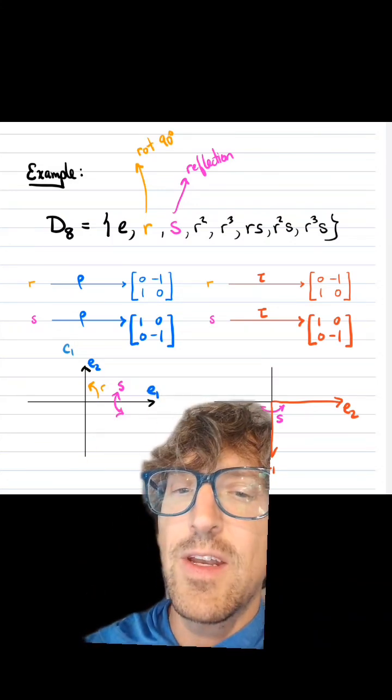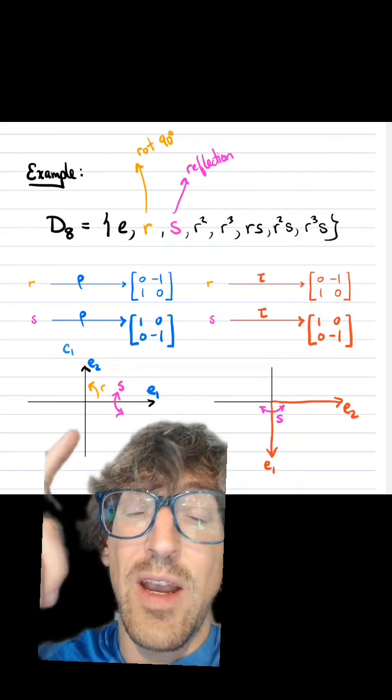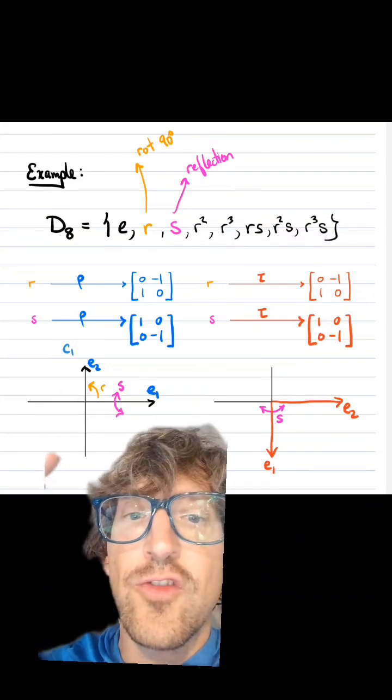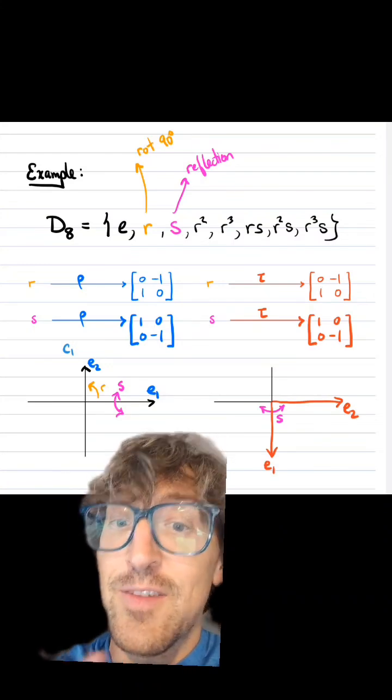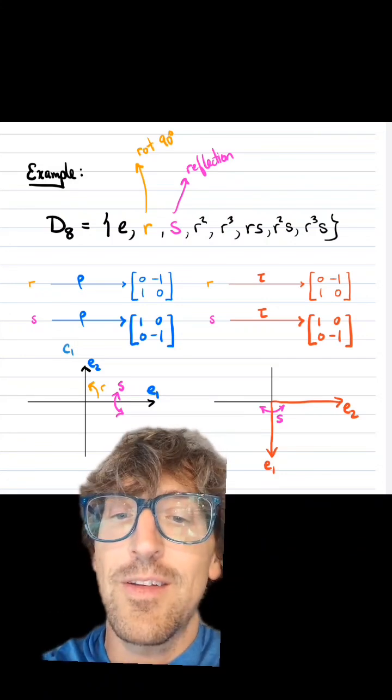You might want to pause the video and think about different things I could do. I could also have changed the way the rotation goes, or maybe even had it reflect across a diagonal line. It's a fun exercise to work out what happens in those cases.